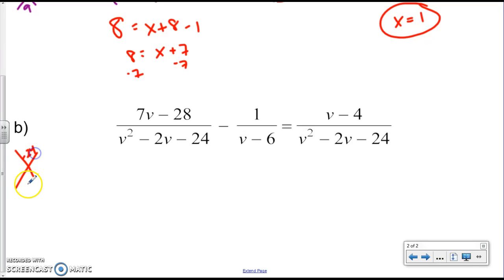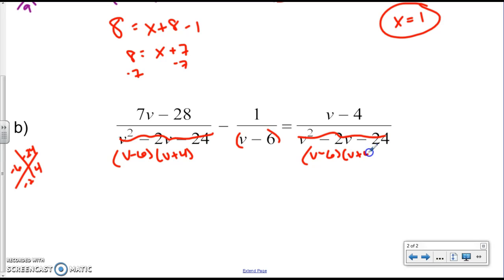Negative 24 and negative 2. So I have negative 6 and 4. So v minus 6, v plus 4. Okay, second one we have v minus 6. Third one is the same, so we have v minus 6 and v plus 4. So for my restrictions, v minus 6 equals 0, v plus 4 equals 0. So I cannot have 6 or negative 4 for an answer.